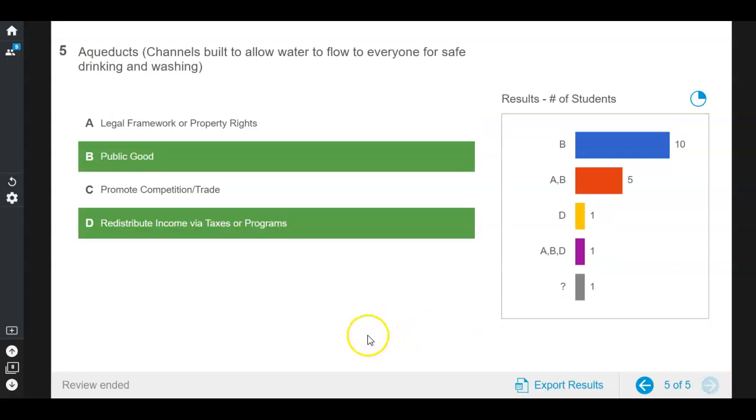And then the aqueducts could be seen one of 2 ways. It could be seen as a public good because it did transport water throughout the entire empire. However, if you were living in a place that already had a fairly good water supply, you might consider it to be a redistribution of income because you didn't need an aqueduct to bring water to you, whereas other people in the empire needed it in order to obtain fresh drinking and bathing and cooking water.